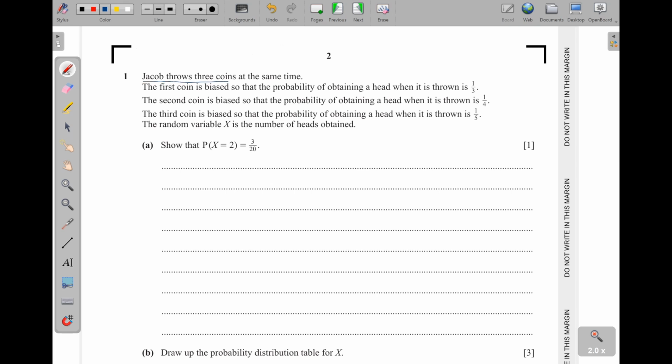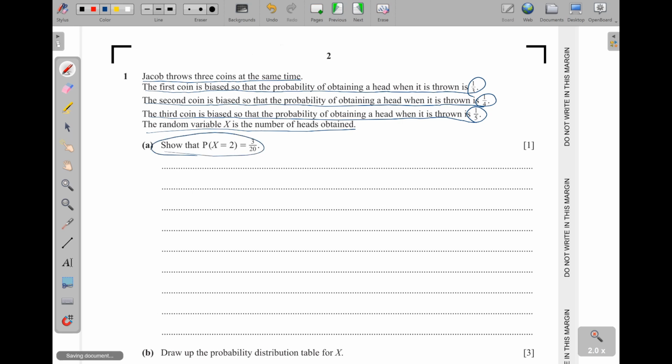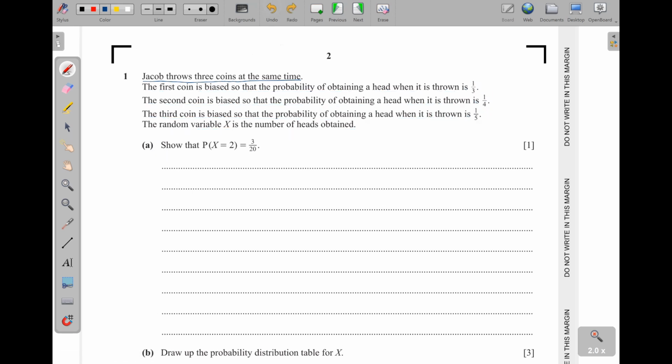Jacob throws 3 coins at the same time. The first coin is biased so that the probability of obtaining a head when it is thrown is a third. The second coin is biased so that the probability of obtaining a head is a quarter, and then the third coin is biased so that the probability of obtaining a head is 1 over 5. The random variable x is the number of heads obtained. Part A: show that the probability of x equal to 2 is 3 over 20.